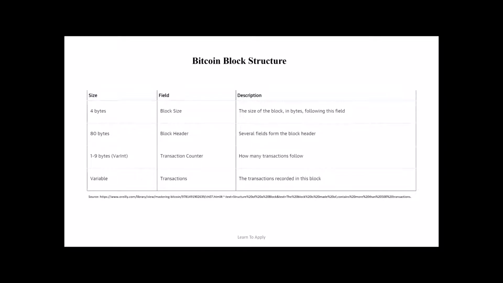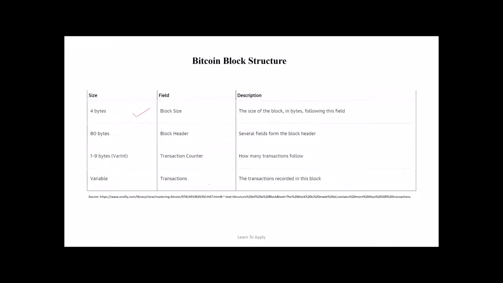Now, if we look at the Bitcoin block data structure, we have the following information. We have block size. 4 bytes are used to represent the block size. So this represents the size of the block. This depends upon the number of transactions and the size of each transaction.